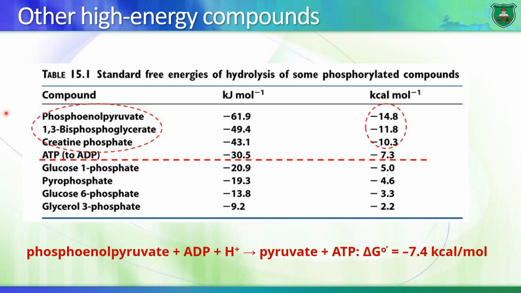Now, there are other high energy compounds. So in addition to ATP, CTP, UTP, and so on, there are other molecules. And these molecules include molecules that are phosphorylated. They have this high energy phosphate bond. So here's a list of these molecules.